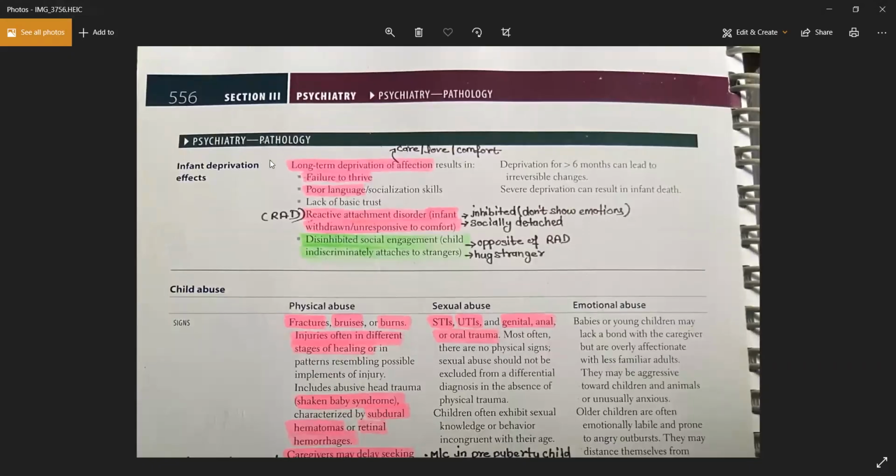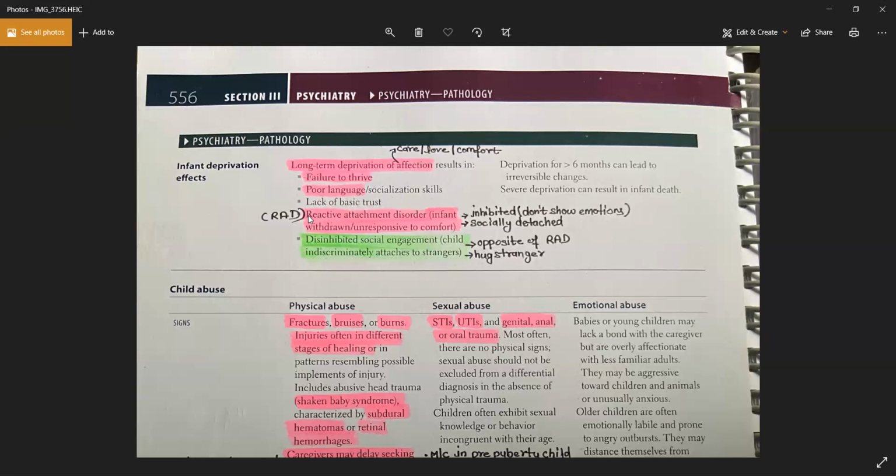Okay, now comes the infant deprivation effects. Whenever you do not give any care, any love, anything to a child, what will happen to them is the infant deprivation effects. With long-term deprivation of any kind of affection like love, care, comfort, the child will have a failure to thrive. They will have low weight, low BMI, and become very malnourished. They have very poor language and socializing skills. They basically lack basic trust in anyone. They will have either very strong attachment to strangers, or they become socially isolated completely.